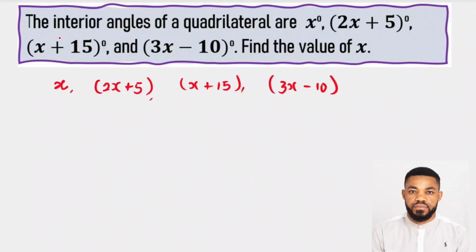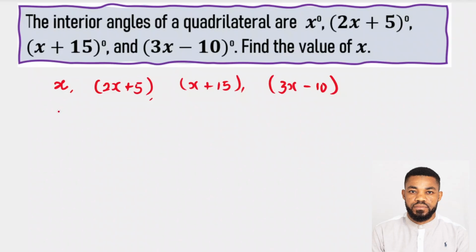Here, our next question: the interior angles of a quadrilateral are x degrees, 2x plus 5, x plus 15, 3x minus 10. These are the interior angles. Remember, a quadrilateral has 4 sides. So that is why we also have 4 interior angles. That's the connection between the number of sides and the number of interior angles.